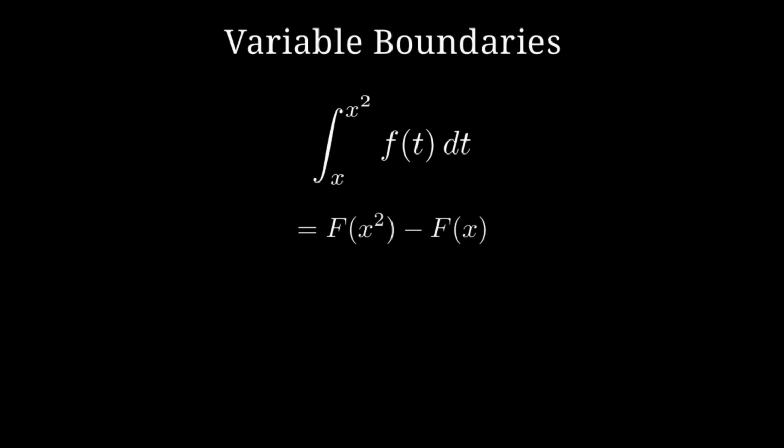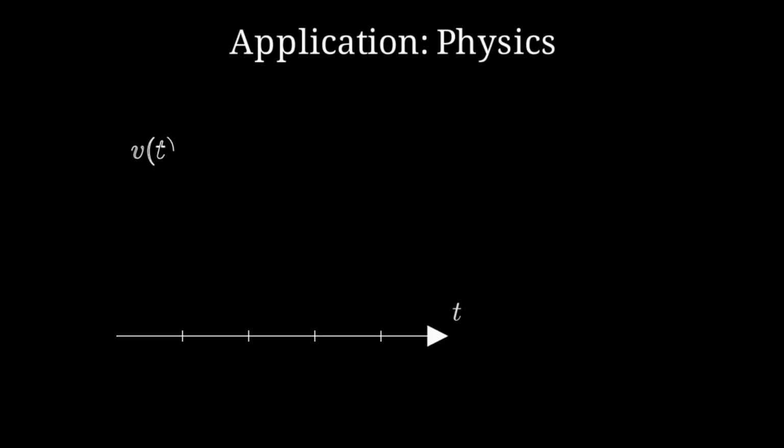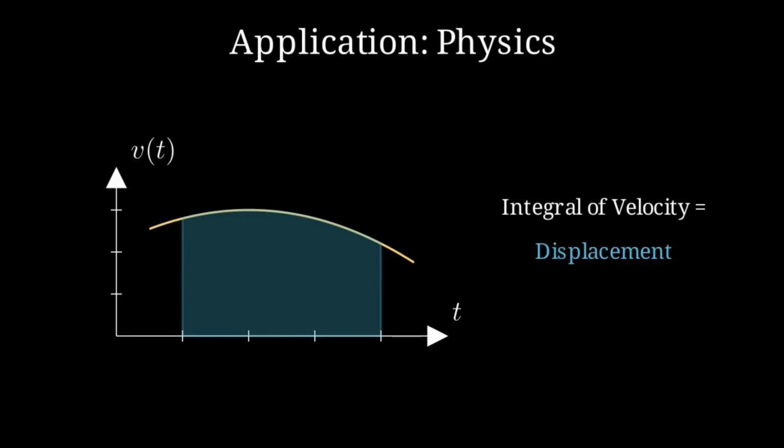When both boundaries are variables, we treat the integral as the difference between two area functions. To find the derivative, we apply the theorem to the top bound and subtract the result of the theorem applied to the bottom bound. In physics, the FTC explains why the area under a velocity-time graph gives you the total displacement. Since velocity is the derivative of position, integrating velocity returns the change in position over that time interval.